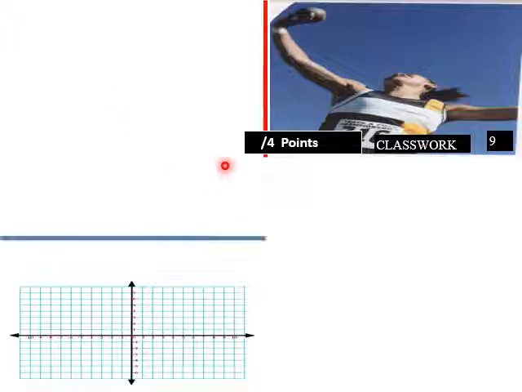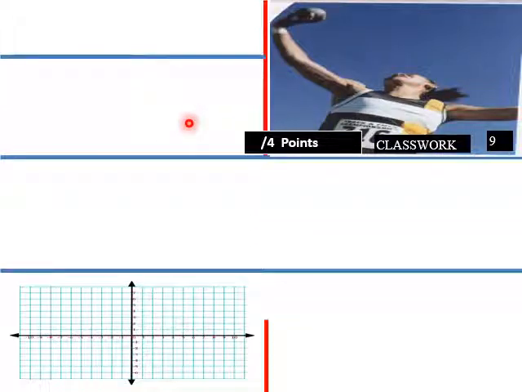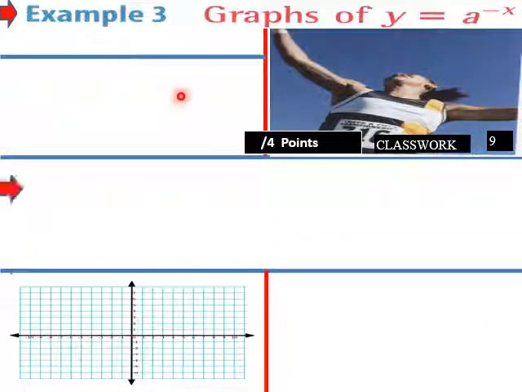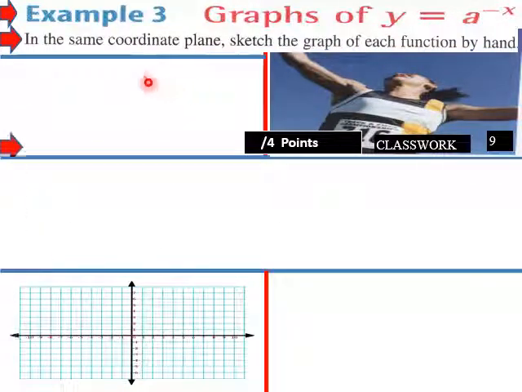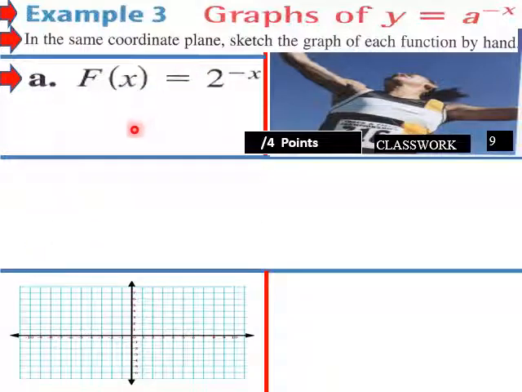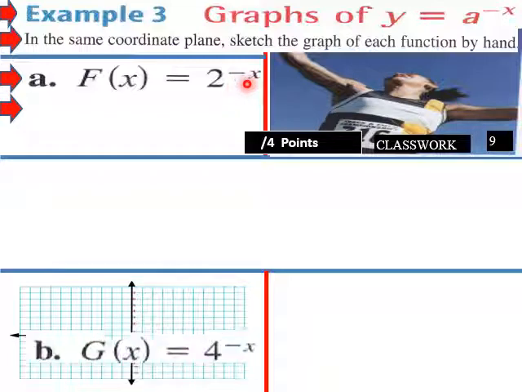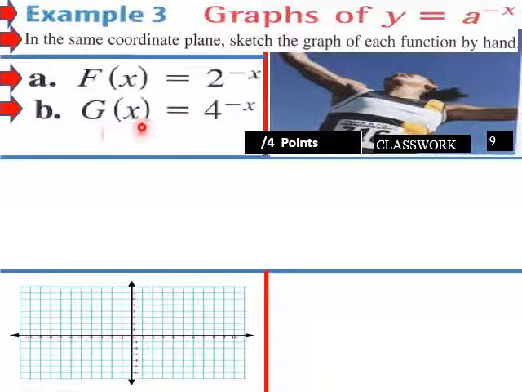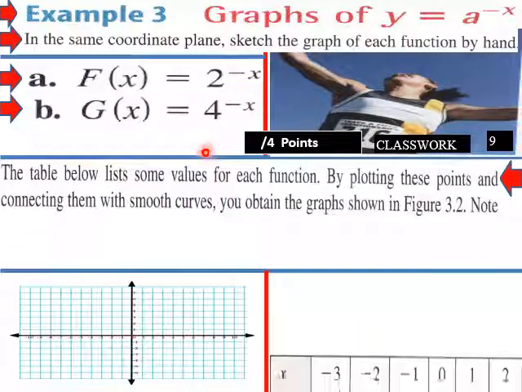Okay, off into example 3 here. What we're going to do now is graph y equals a to the negative x. So we're going to have a negative exponent here. f of x equals 2 to the negative x. We graph that, and then graph g of x equals 4 to the negative x. So we've got negative exponents.